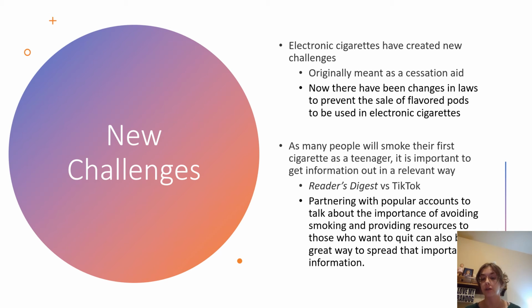So in the past, the way that people got information about the dangers of smoking, when the Surgeon General's report first came out, was actually in Reader's Digest. Obviously now people aren't reading that as often, but they're turning to other digital forms of media to get their information. So platforms such as TikTok could be a very useful area for the government and other organizations to utilize to help get this information out there. For example, if the CDC was to partner with some popular accounts, some influencers, quote unquote, to talk about the importance of avoiding smoking and then provide resources to those who want to quit if they have already started, that can be a great way to spread that information because it would be digestible to the age group that needs to have it.